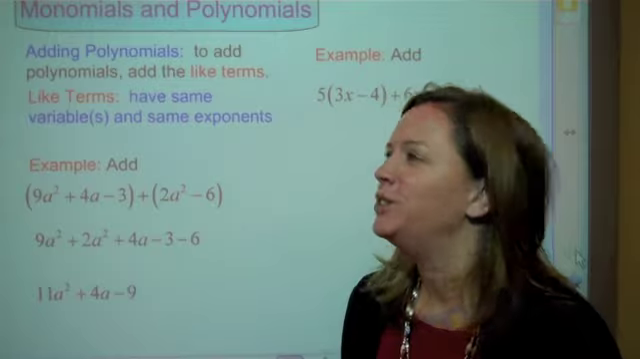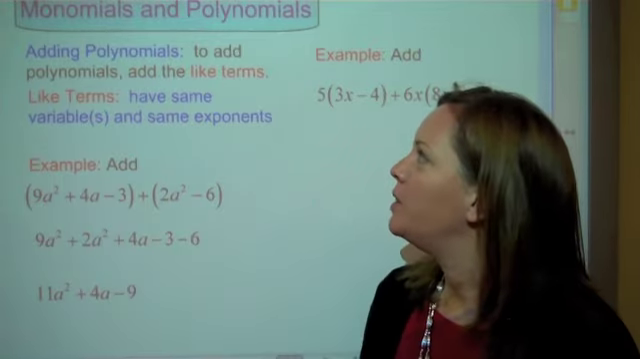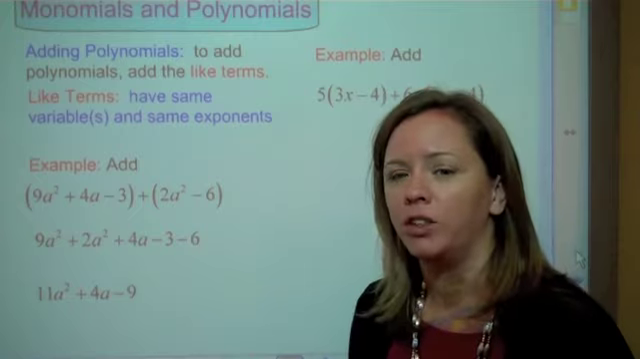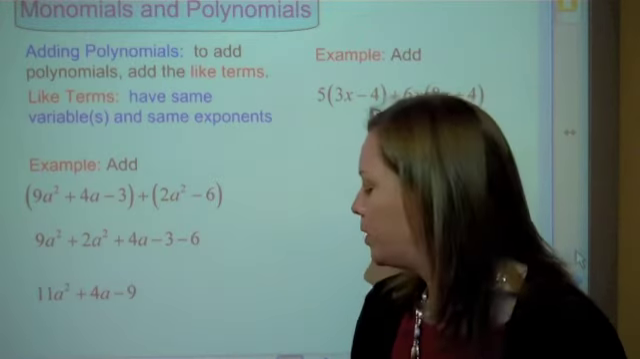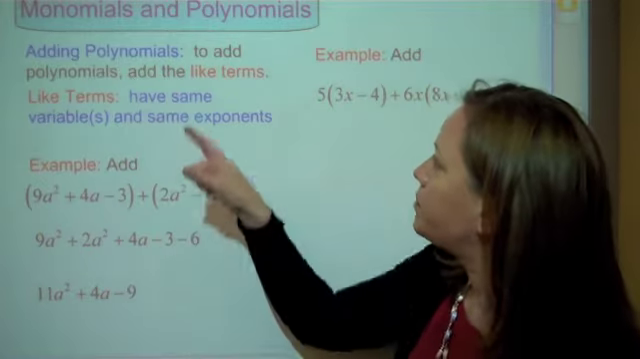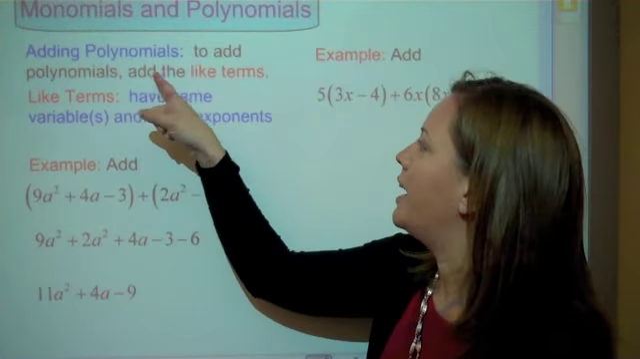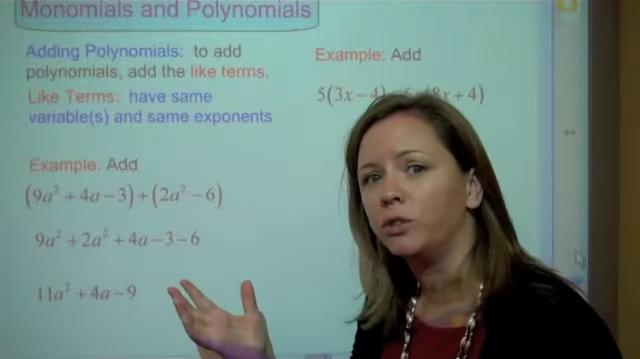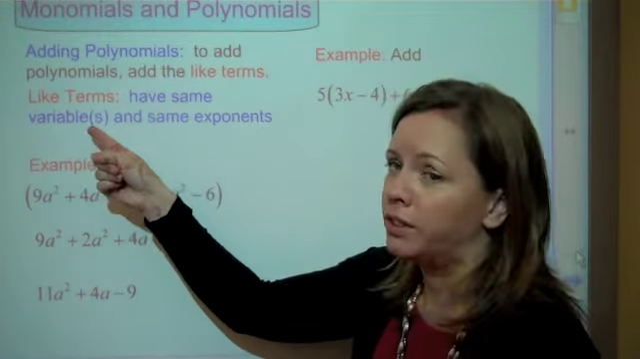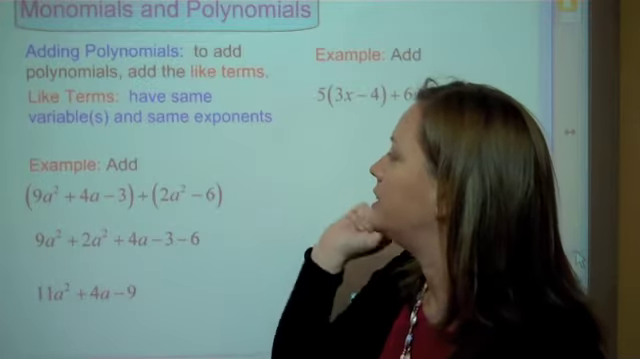Okay, we're going to continue our topic of monomials and polynomials, and we're going to focus on adding and subtracting polynomials and then multiplying with some larger polynomials. So first of all, when we're adding polynomials, we want to make sure that we add the like terms. So how do we tell if terms are like terms? Like terms have the same variable or variables, and they have to have exactly the same exponents.